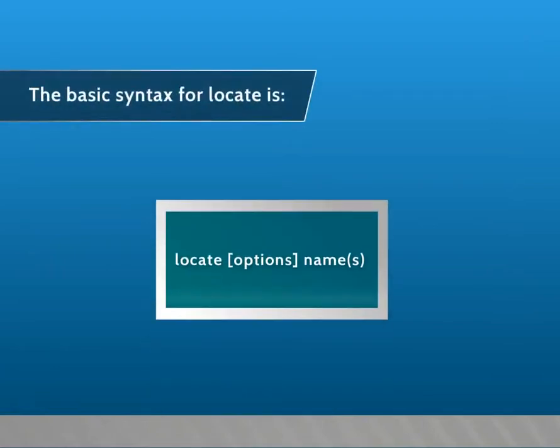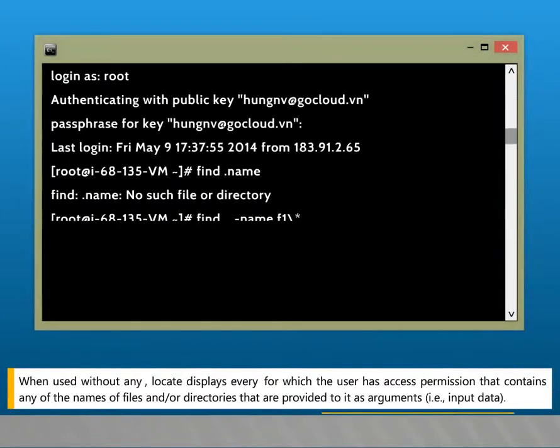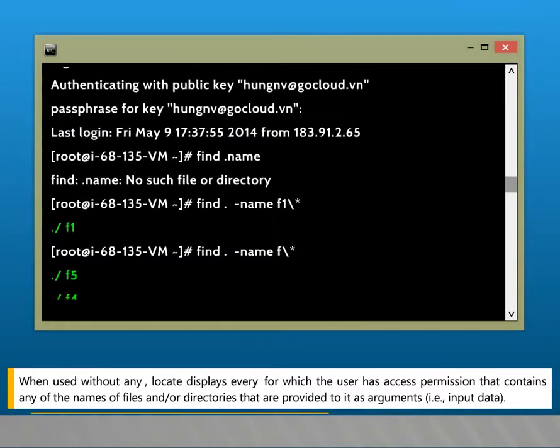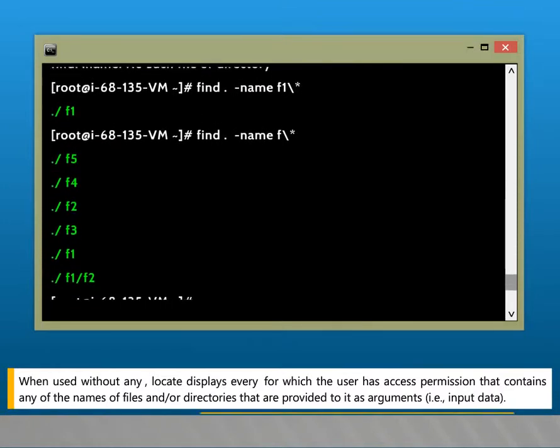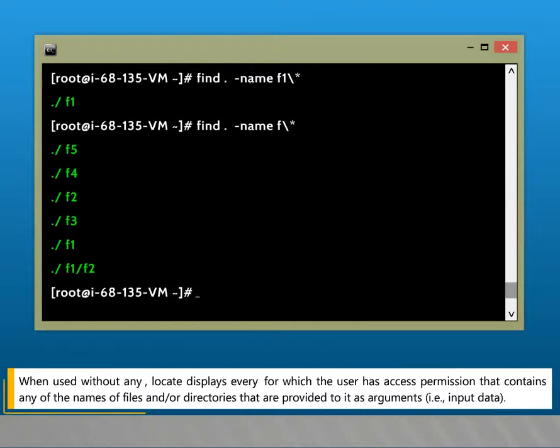The basic syntax for locate is: when used without any options, locate displays every absolute path name for which the user has access permission that contains any of the names of files or directories that are provided to it as arguments, that is, input data.